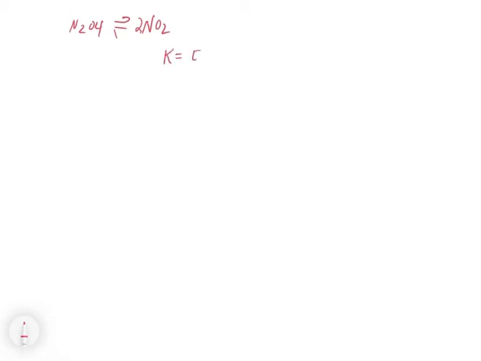Okay, so now let's talk about how we can write a general expression for K. In the last one, we had N2O4 goes back and forth with 2NO2. When this was all said and done, we said that big K was equal to the concentration of NO2 squared divided by the concentration of N2O4.